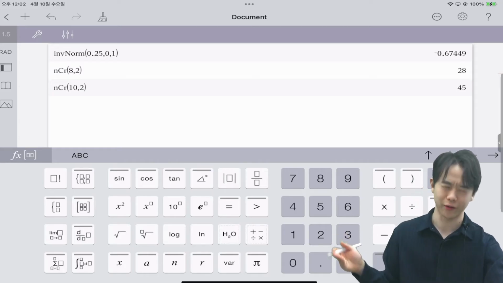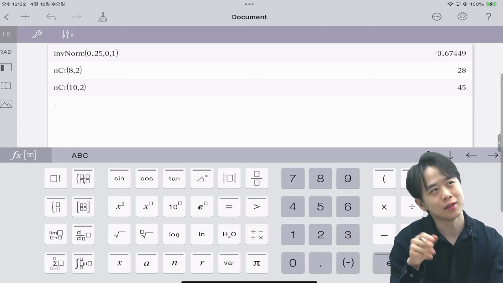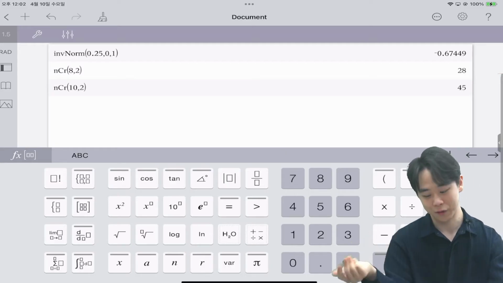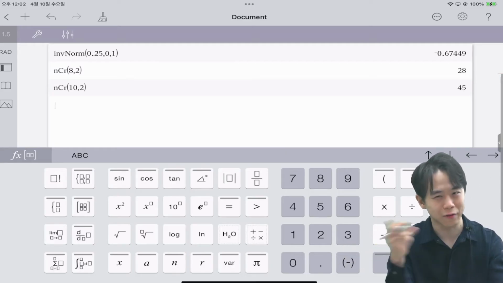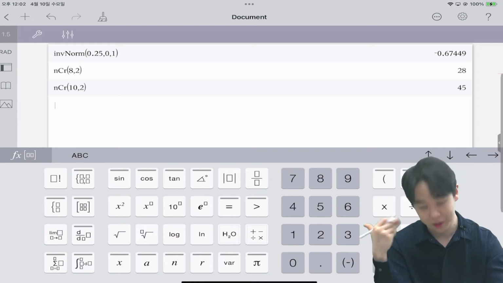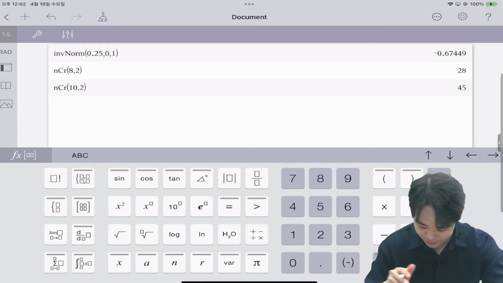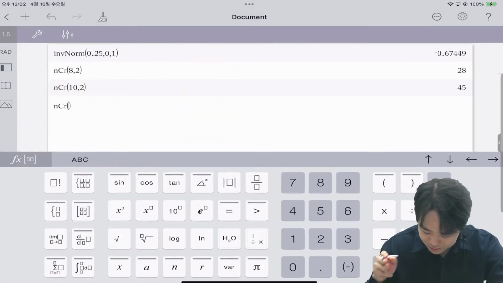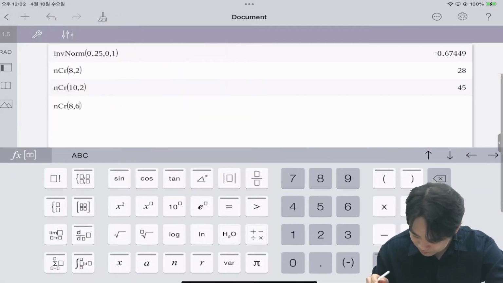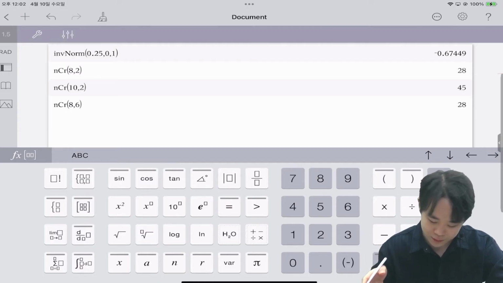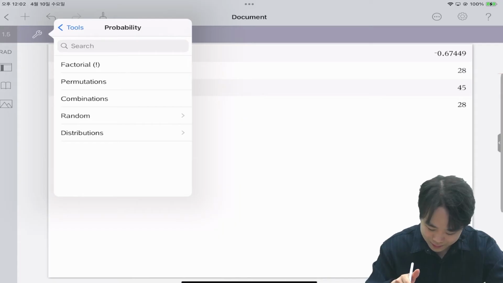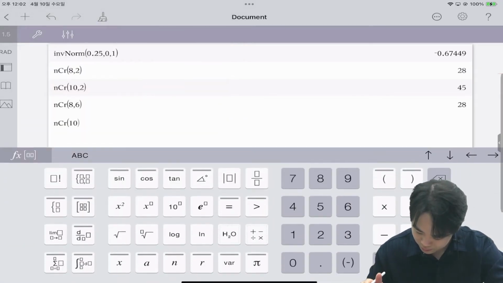And there's symmetry here, right? To say that we're choosing 2 out of 10 is like saying we're not choosing 8 out of 10. To choose 2 out of 8 is saying we're not choosing 6 out of 8. So you'll see that 8 choose 2 is going to be the same as 8 choose 6, right? So that's also 28. And 10 choose 2 is going to be the same as 10 choose 8.